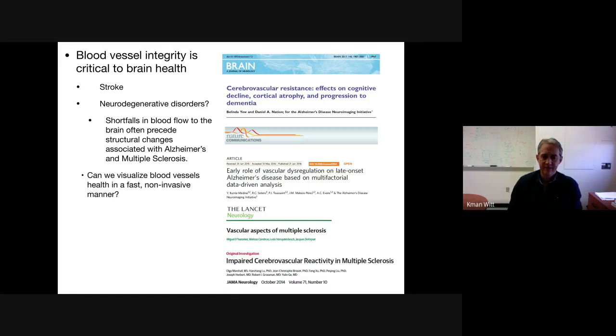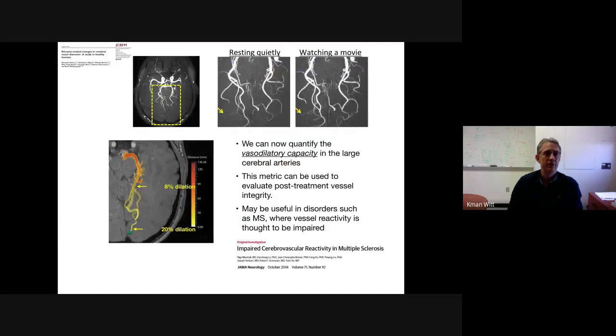But the idea that the vascular system is somehow impaired in these disorders is now quite clear. And so what's missing, however, is a method of visualizing the health of blood vessels in humans. And since some of these humans are quite ill, there's a need to do this in a very quick and non-invasive manner.